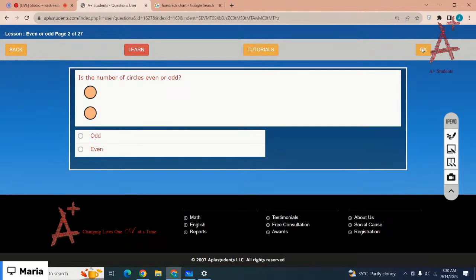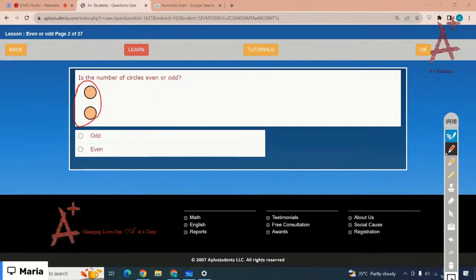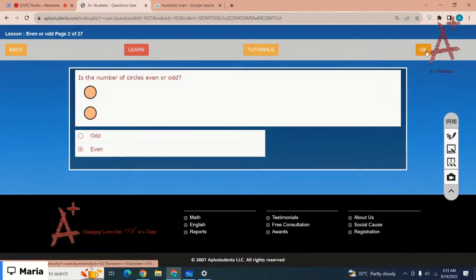Is the number of circles even or odd? So which is the correct option? Yes, when you see you have a set of two dots, right? That means the number is even. You don't have any other dot, so that means this is an even number, right?